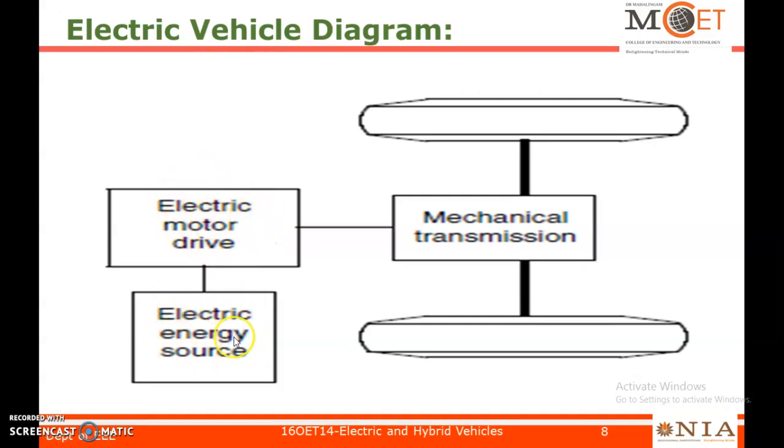So here we have the electric energy sources. These electric energy sources should preferably be green energy sources or renewable energy sources like solar and wind, because this will eliminate the emission of carbon dioxide to the environment. Hence we can keep the environment eco-friendly when we use this electric vehicle with renewable energy sources or green energy sources like solar or wind.